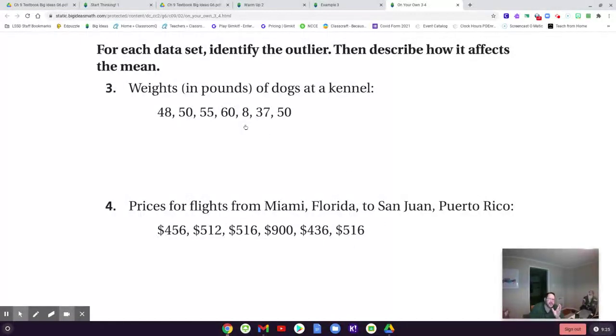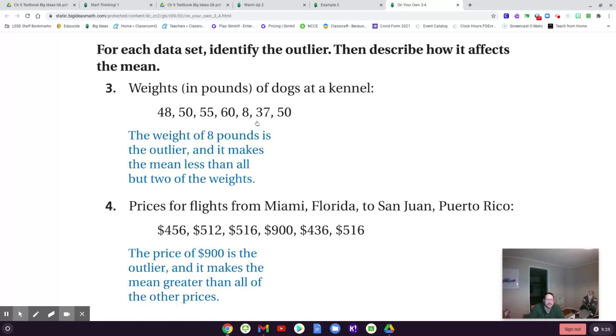All right, so for the weight of dogs in the kennel, hopefully you said 8 because that's way smaller than the rest of them. And for the flights, hopefully you said 900 because that's way bigger than the rest of them. So this tiny dog weight will make your average smaller if you include it. And this super high price will make the average look bigger than it actually is. Okay, now that covers mean and it covers outliers.